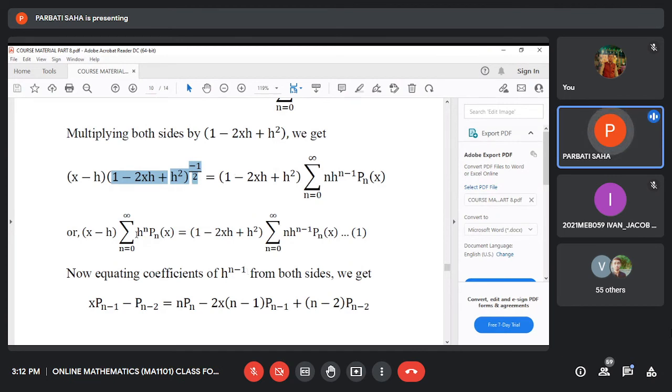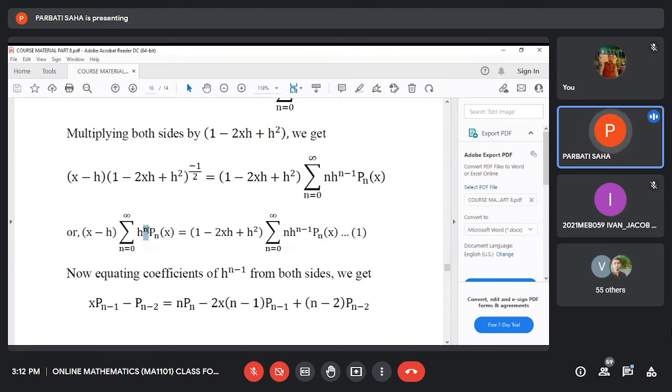You observe the left side, h to the power n minus 1. How to obtain it? You see, this is x, h to the power n, Pn(x). So if it is required to find the coefficient of h to the power n minus 1, then this coefficient should be P(n minus 1). So the coefficient of h to the power n minus 1 should be x into P(n minus 1), just like this. And again in this term, if n is replaced by n minus 2, then h into h to the power n minus 2 will give you h to the power n minus 1.